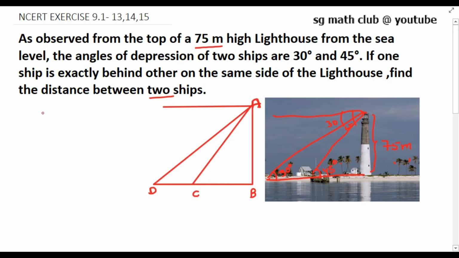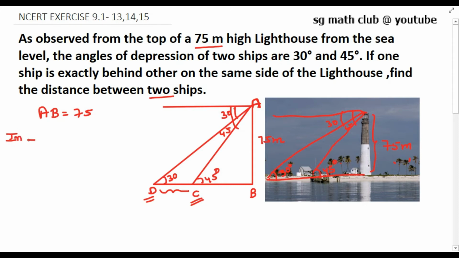So let AB be the height of the lighthouse, which is given as 75 meter. Angle of depression for two ships, let one ship be at C, other ship be at D. We need to find the distance between these two ships. Angle of depression for the first ship and the second ship they have given as 30 degree and 45 degree. This is 30 degree. By alternate angle property, this will be 30 degree and the other is 45 degree. So angle C is 45 degree.